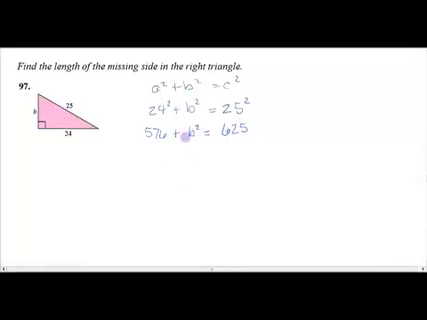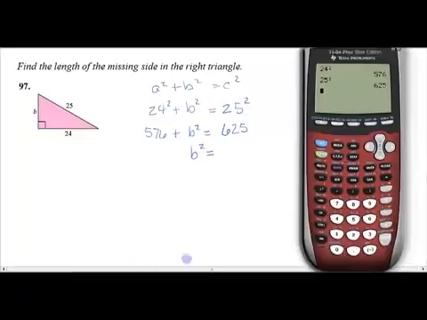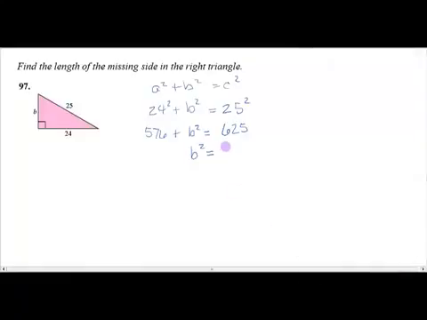Now I want to isolate my b squared, so I'm going to subtract 576 from 625. I get 49. Now, solving this, I would take the square root of both sides. So that's the square root of b squared and the square root of 49. And of course, we have to put the plus minus in there. So b is plus or minus 7.